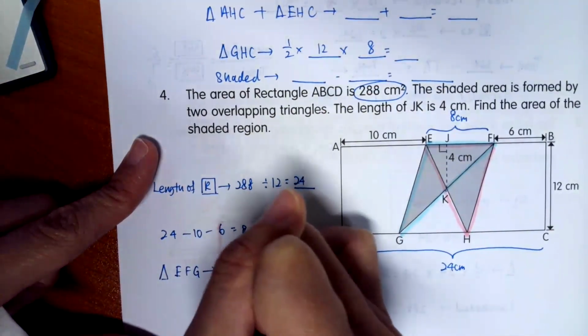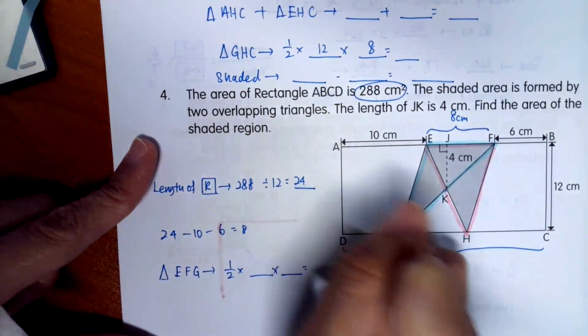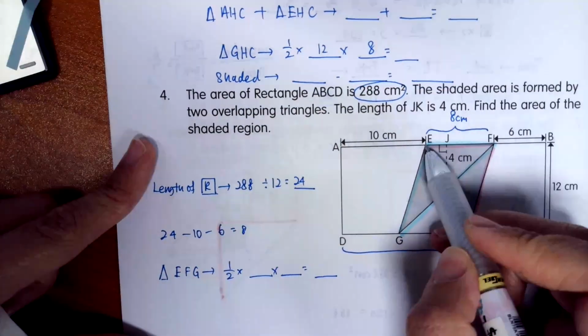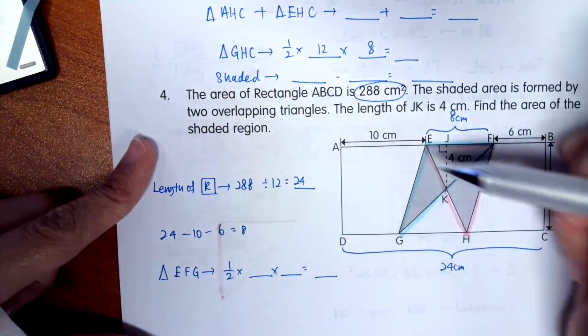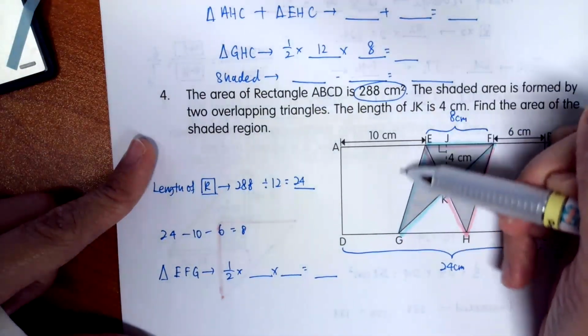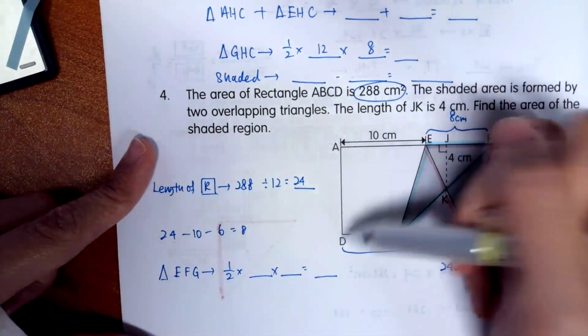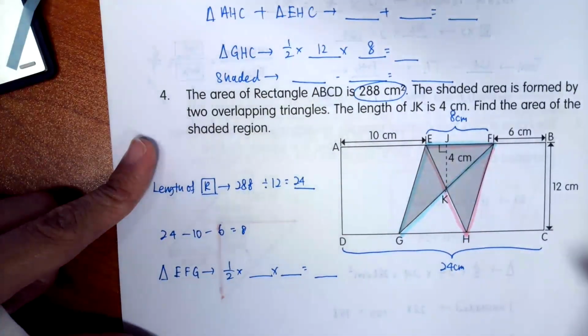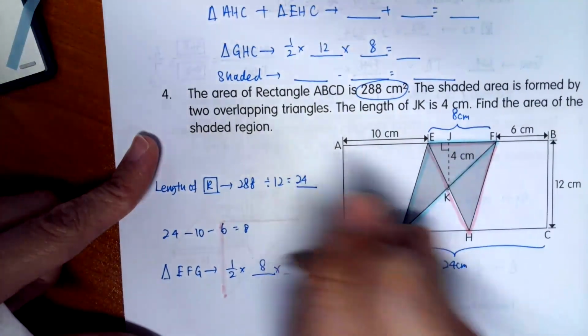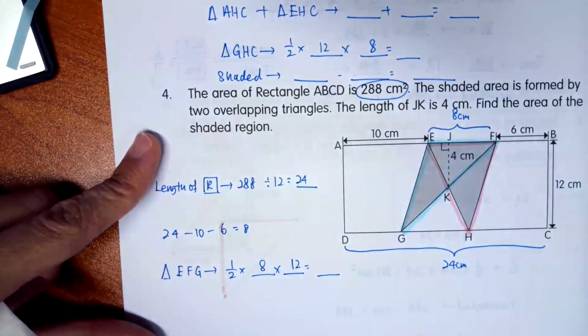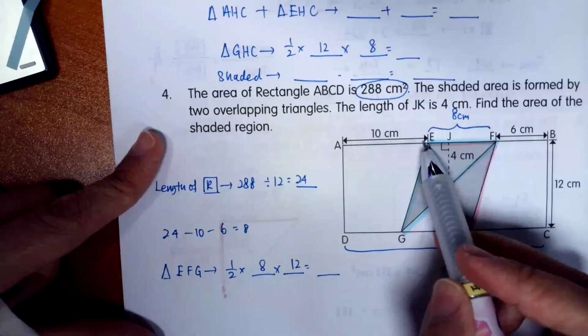All right, so triangle EFG is half times base times height. The base is 8 cm. The height is this line here, which is actually AD. AD is the same as BC, so 12 cm. So half times 8 times 12. For triangle EFH, base is also 8 cm.